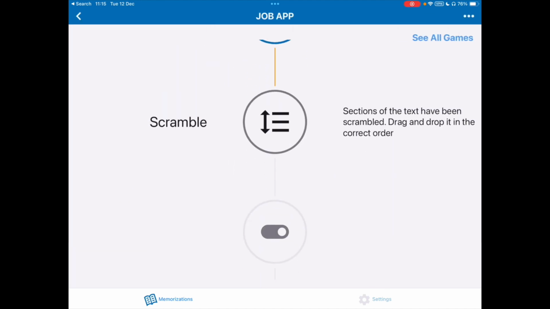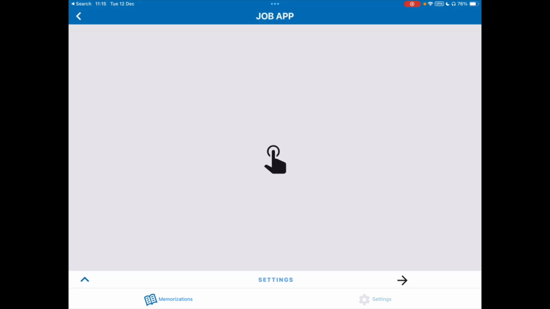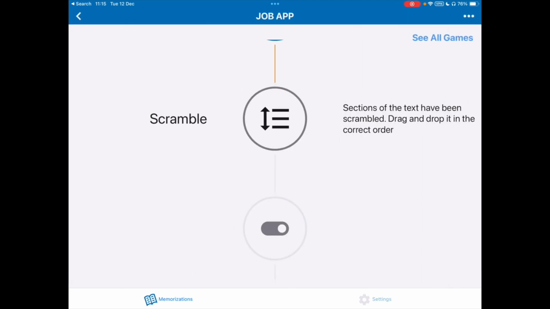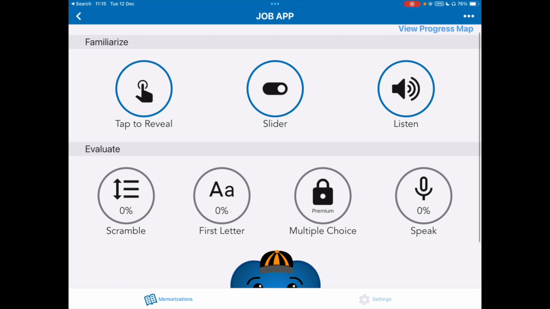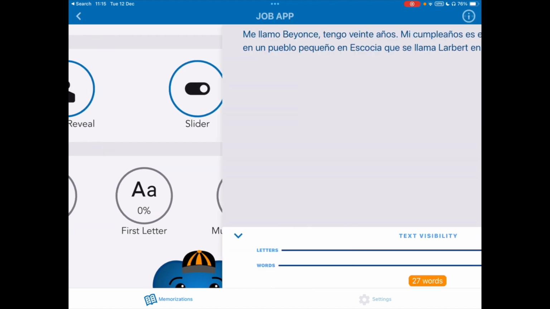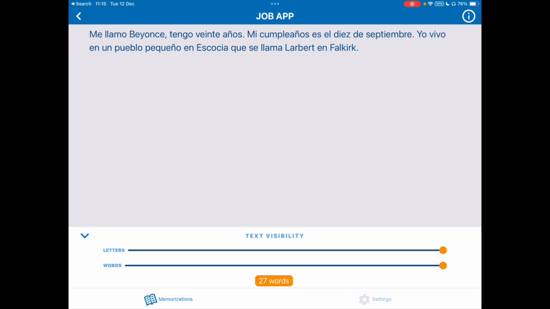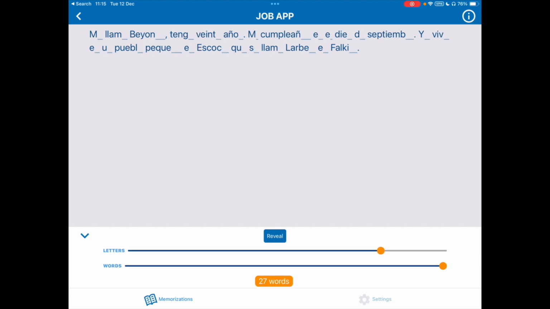If we head back to the main page there, and you see all games, there we are, see all games, you can see you've got a variety of things that you can choose from. And something that we would also recommend is Slider. And that is something that can help with spelling or word order. So if we start with the letters section first, you can see when I scroll down, it is taking away some letters there, and you would need to put them back in. If I then tap reveal, it shows you what the answers are for you to then go and check.